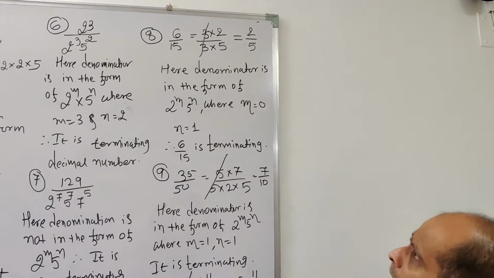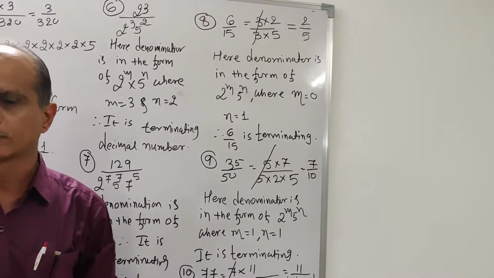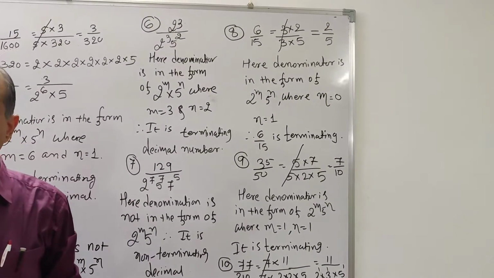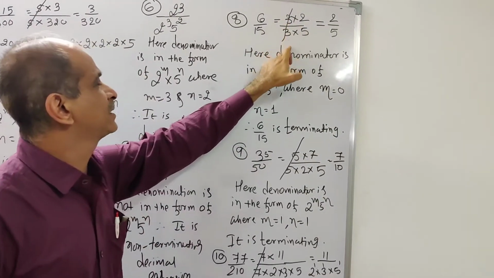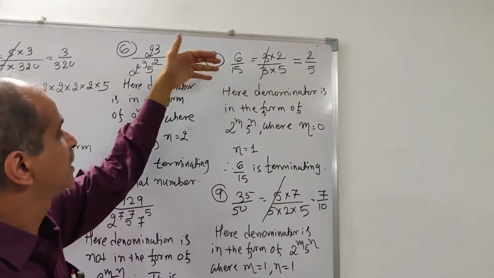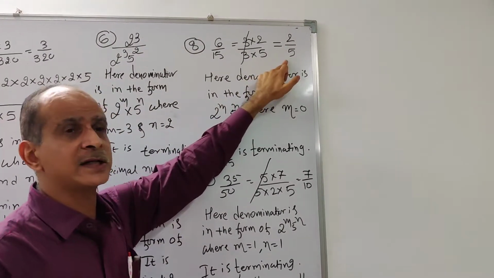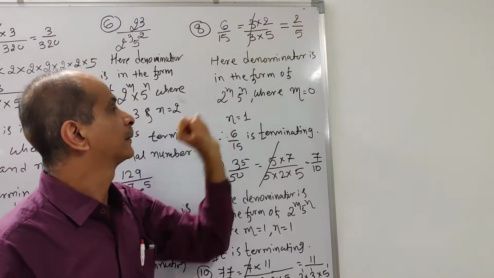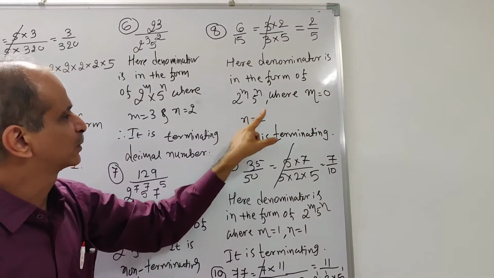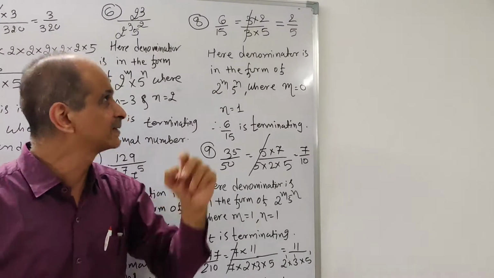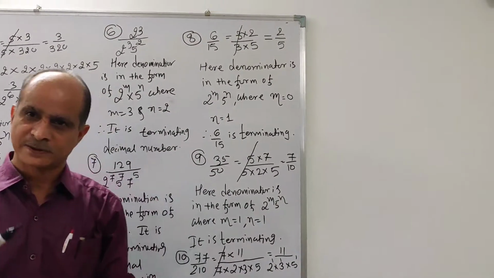Now let me start example number 8. The eighth one is 6 by 15. If you look at 6 and 15, they are not co-prime because there is a common 3 in 6 as well as in 15. So 6 means 3 into 2, and 15 means 3 into 5. You can cancel this 3, so you get 2 by 5. 6 by 15 is not co-prime, but 2 and 5 are co-prime. So here you have to check whether it is in the form of 2 and 5 or not. If you observe the denominator of 2 upon 5, it is in the form of 2 raised to m and 5 raised to n, where m is 0 and n is 1, and that's why 6 by 15, or 2 by 5, is a terminating decimal expansion.